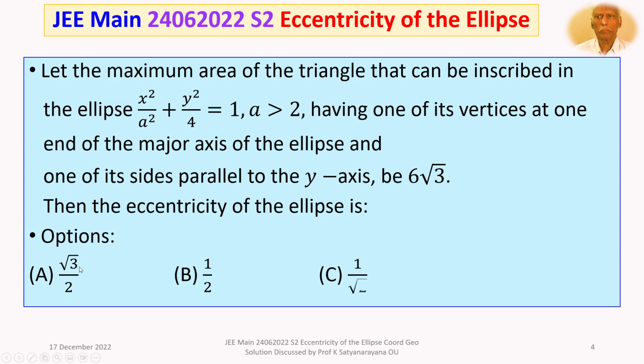Option A, root 3 by 2. Option B, 1 by 2. Option C, 1 by root 2. Option D, root 3 by 4.